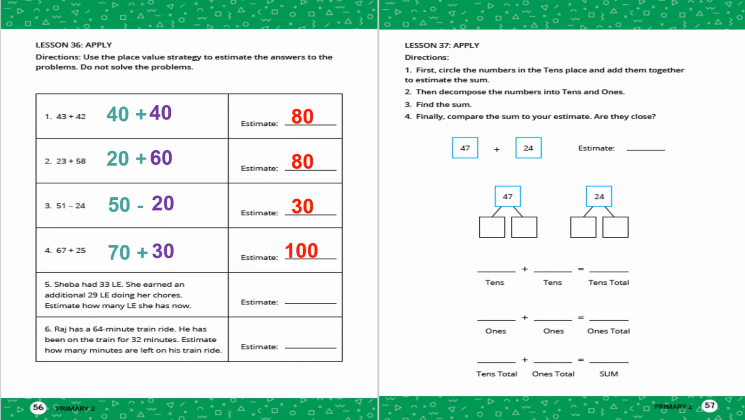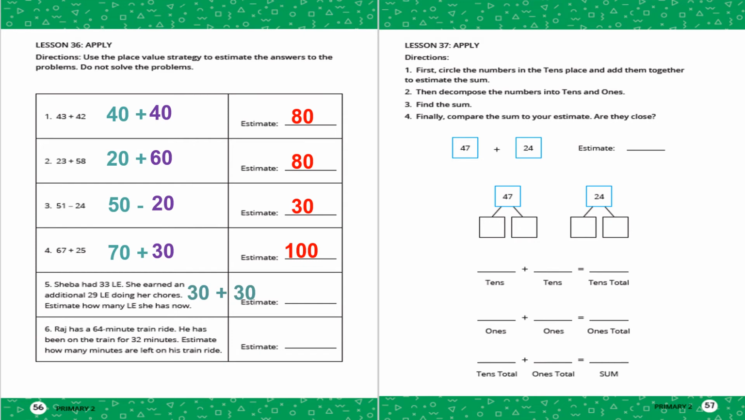Number 5. Sheba had 33 LE. She earned an additional 29 LE doing her chores. Estimate how many LE she has now. Let's estimate 33. 33 is between 30 and 40. Ones is 3, 3 is less than 5. So it will be 30.